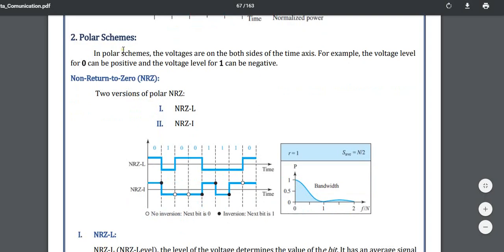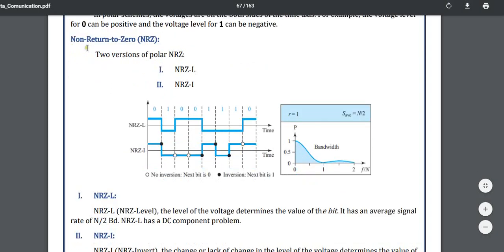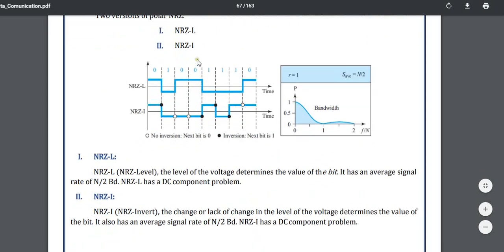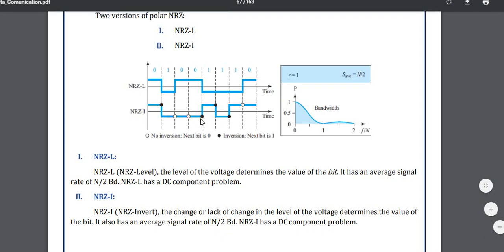Now the polar section or polar scheme. In polar scheme the voltages are on both sides of the time axis, and for example the voltage level for 0 can be positive and the voltage level for 1 can be negative. In NRZ section we have two variants, NRZ-L and NRZ-I. In NRZ-L we can see that the voltage is going under the 0, but in NRZ-I the voltage is also going to the 0. So what is the difference?